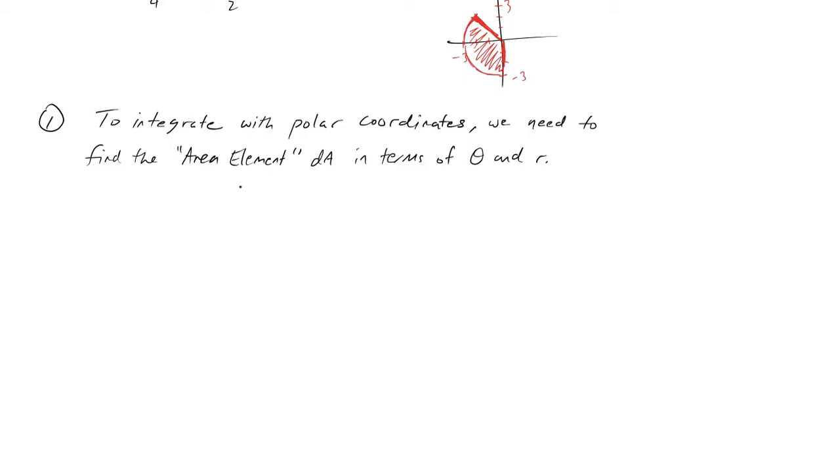So to integrate with polar coordinates, we need to find the area element. I'll remind you what the area element looks like in Cartesian coordinates. So we have a box, we have a dx and a dy, and this gives us a little dA.